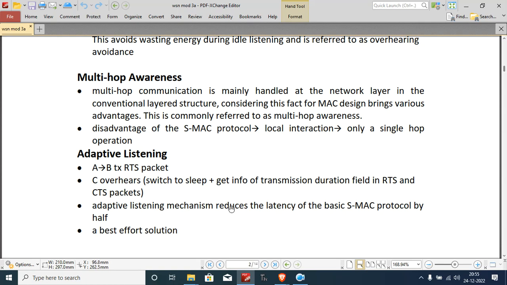So the adaptive listening mechanism reduces the latency of the basic SMAC protocol by half, and it's a best effort solution.